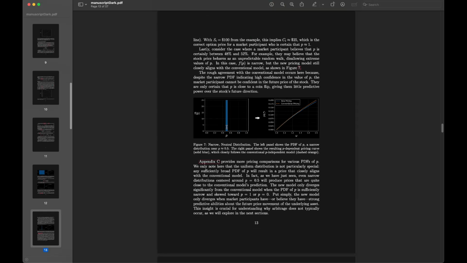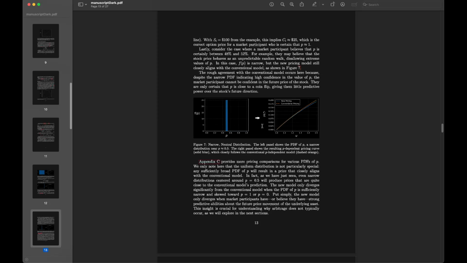If you believe that P is about 50-50, there's still really good agreement with the conventional model. Even though this is an interesting case, because you're kind of sure about P, it doesn't really give you much predictive value over the market, because you're just predicting that P is around 50%. It's not going to be 30%. It's not going to be 80%. It's going to be somewhere around 50%. Well, you're pretty sure about P. This is a pretty narrow distribution on P, but you're not sure at all about which way the stock is going to go, because you're just predicting that it's a coin flip.